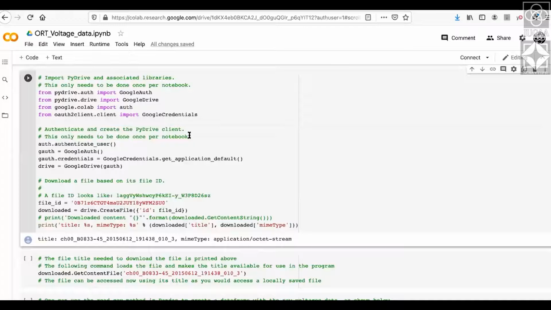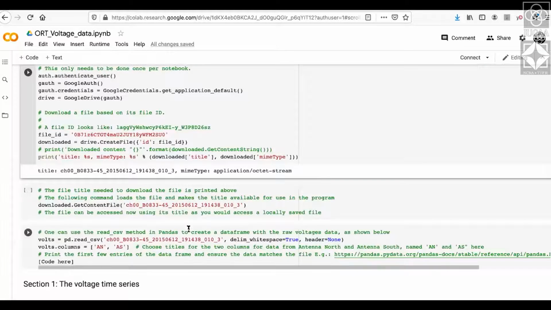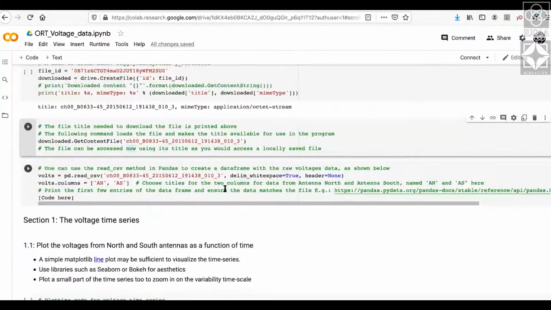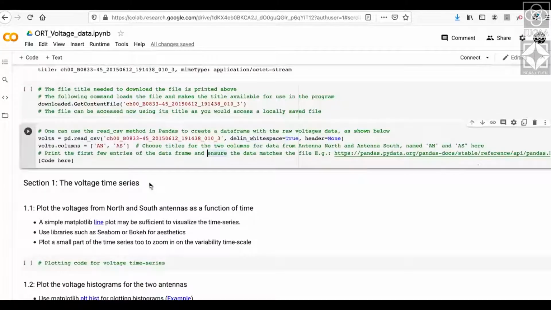You don't have to worry too much about each step here, but I have tried to comment it as much as possible. If you follow these steps, choose a particular file ID, then at this point of the cell, the data will be all loaded. All you have to do is put it in a data frame and give the titles that you prefer, and the data is loaded at this point here.